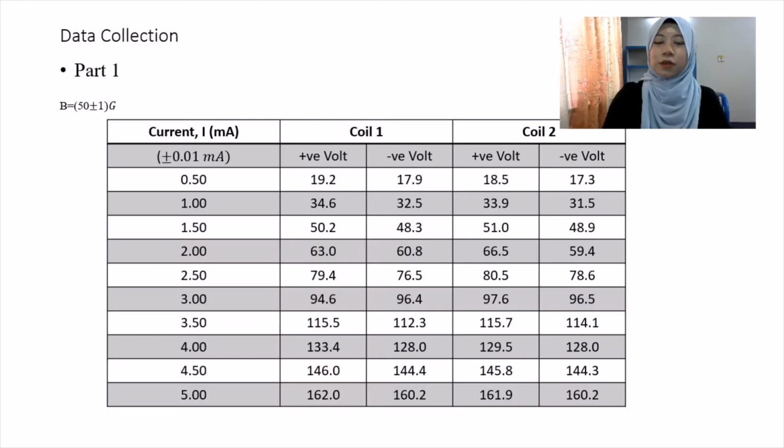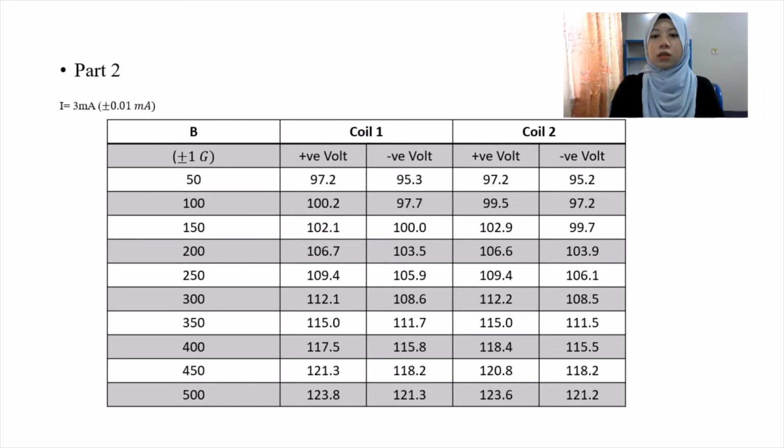Okay, so this part is for data collection. Here is for part 1. The value for B is 50 gauge. There is current, coil 1 and coil 2. And the coil 1 and coil 2 values are divided by 2, which is for positive and negative value.